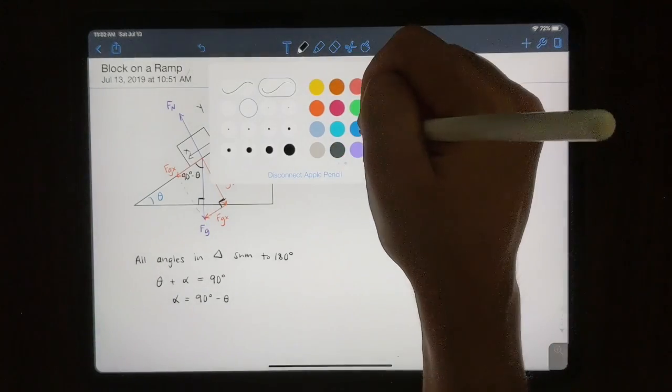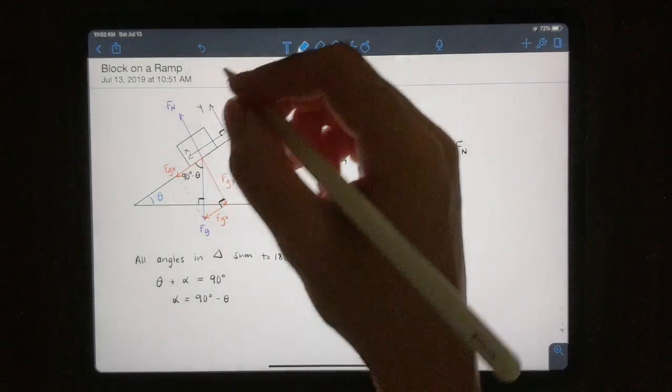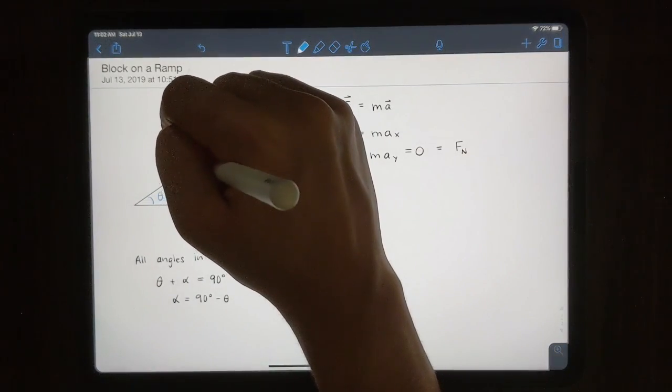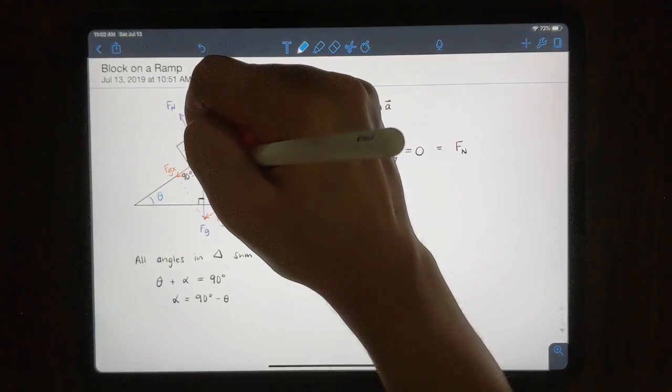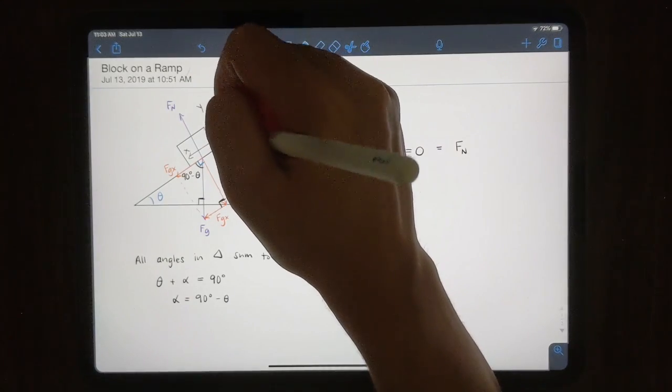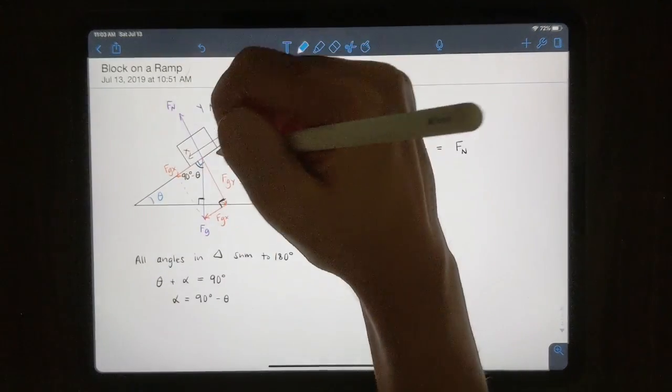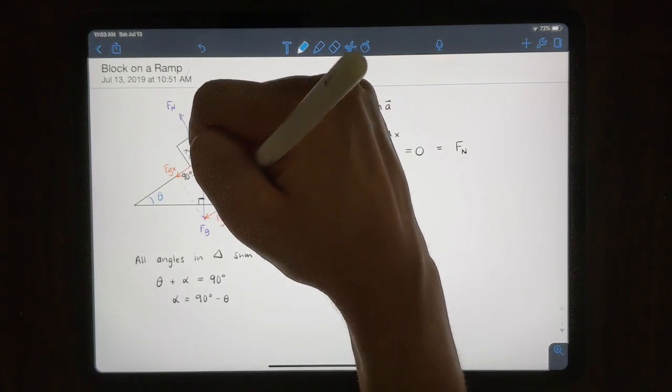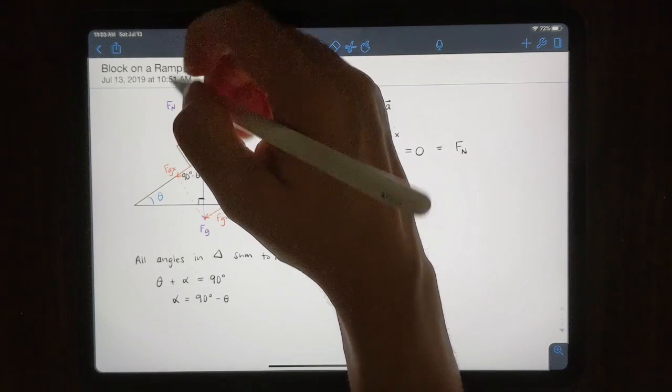All right, how does that help us? That helps us because we can see that this is also a 90-degree angle. This is a 90-degree angle because we said our y component was perpendicular to the surface of the ramp. So then the negative y component is also going to be perpendicular to the surface of the ramp.